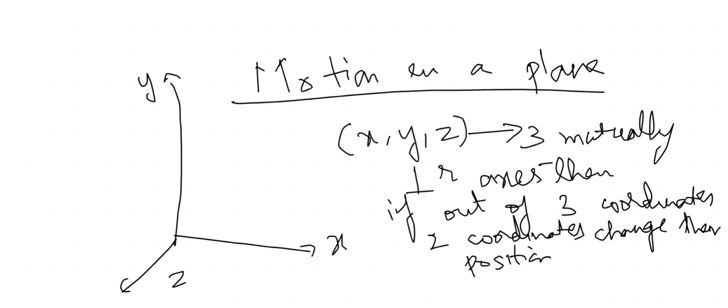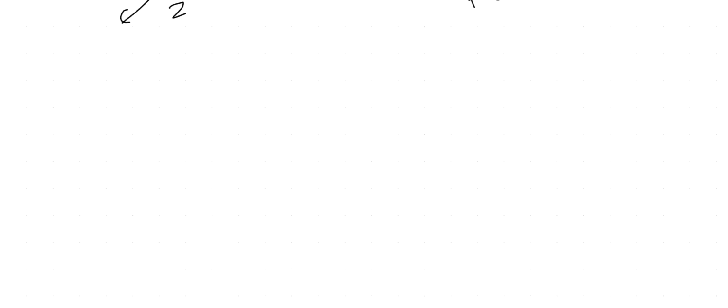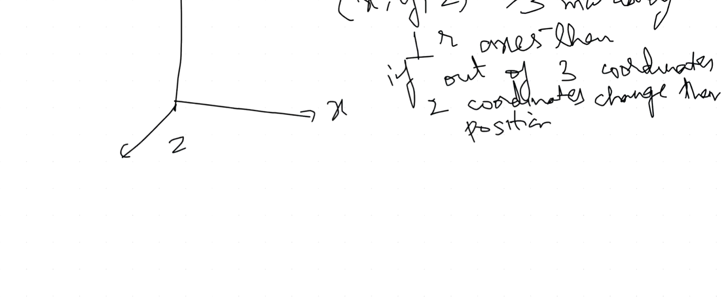Motion in a plane indirectly means two-dimensional motion. What are examples of two-dimensional motion?